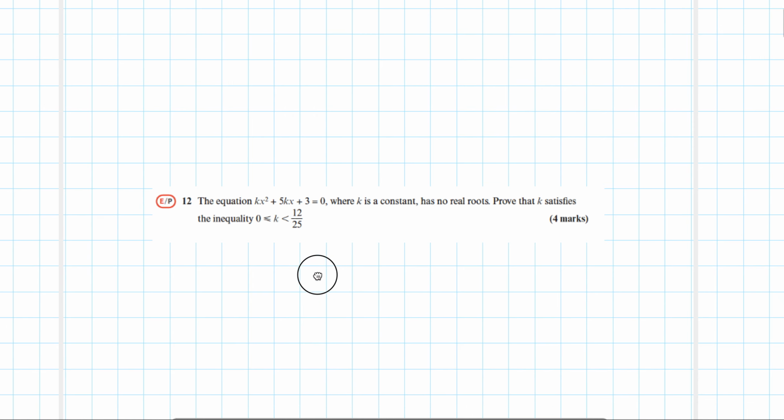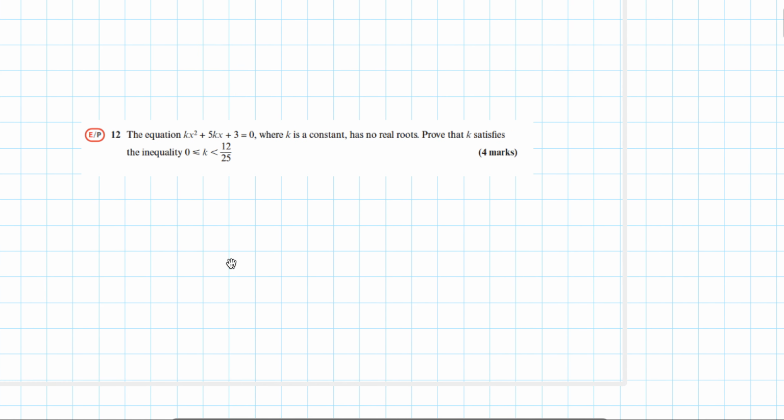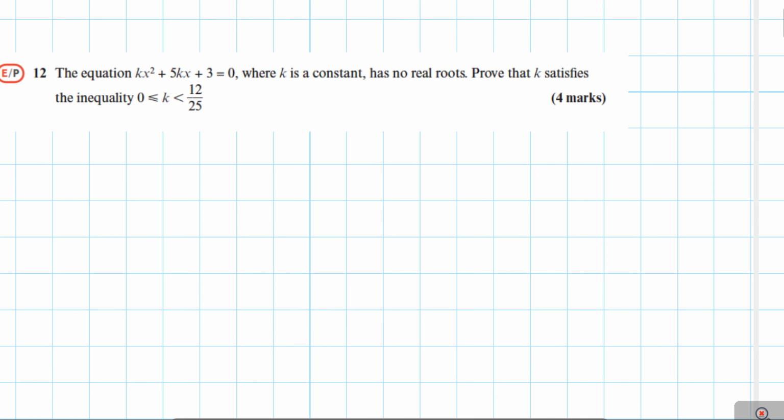Question 12, the equation kx squared plus 5kx plus 3 equals 0, where k is a constant, has no real roots. Prove that k satisfies the inequality 0 is less than or equal to k is less than 12 over 25. So when it says it has no real roots, we're going to use the discriminant. The discriminant states that b squared minus 4ac must be less than 0.